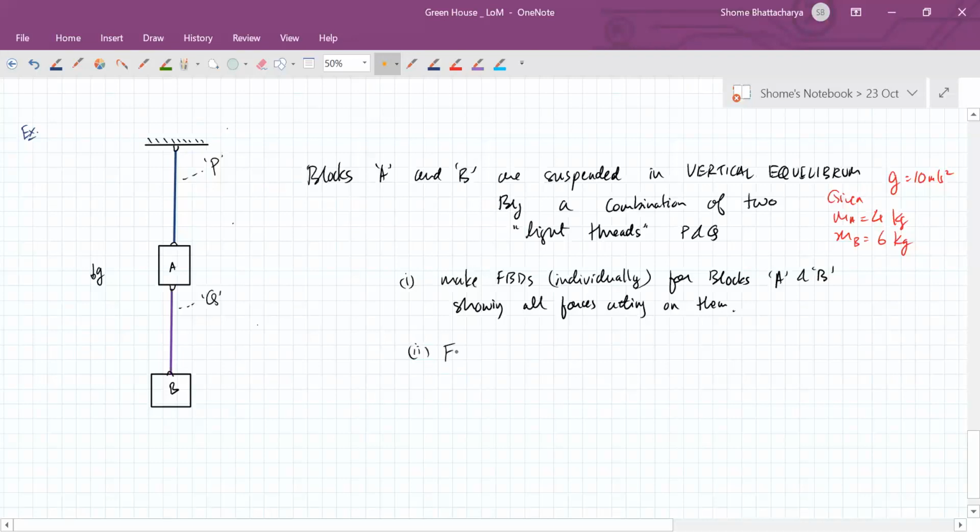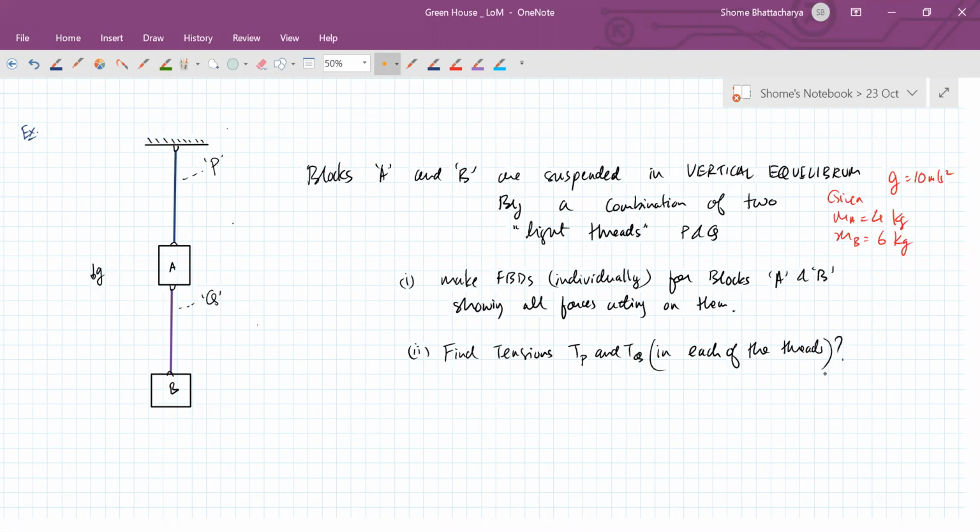Find the tensions, let's say TP and TQ, in each of the threads. Okay, so just try this out. This should clear out a lot of concepts for you related with tension.